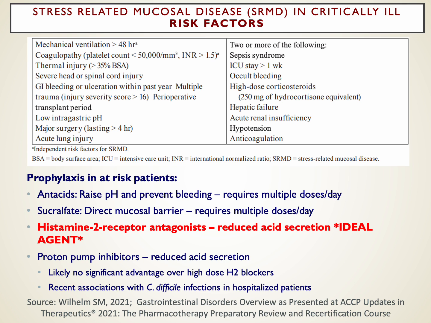Clearly, patients on a ventilator or some of these other issues. They have coagulopathies, they have GI bleeding already or risk for GI bleeding. They're in the ICU for a long period of time. They have overwhelming sepsis. They're on high-dose corticosteroids. You get sort of the picture here. These are the only patients for whom we're going to use stress ulcer prophylaxis therapy. And you could use antacids. You could use sucralfate.